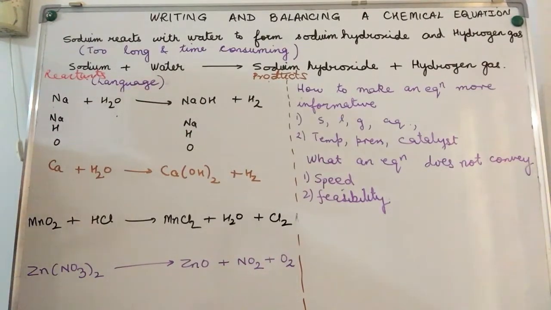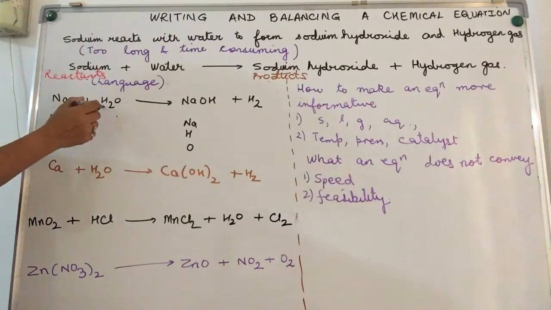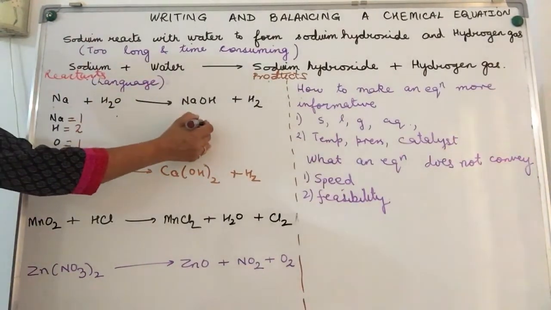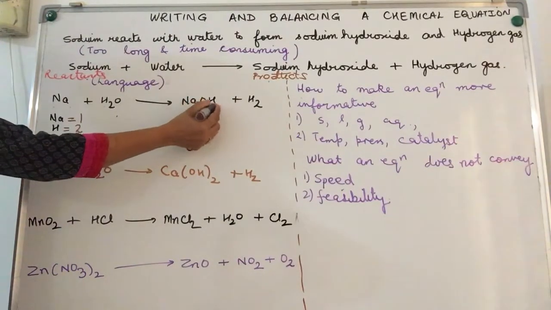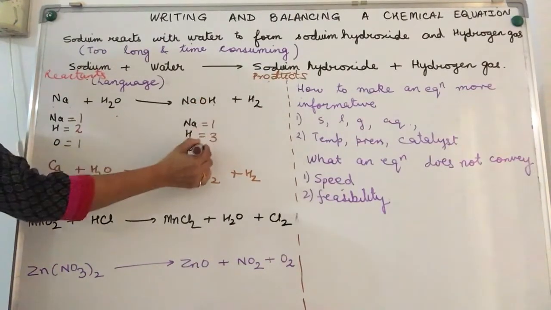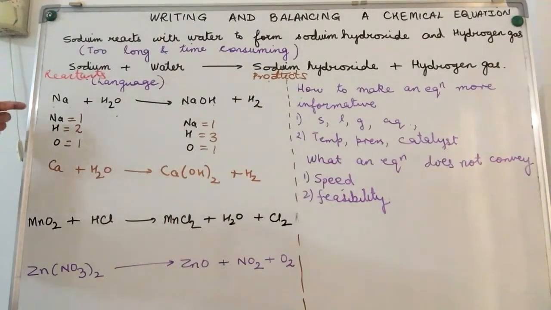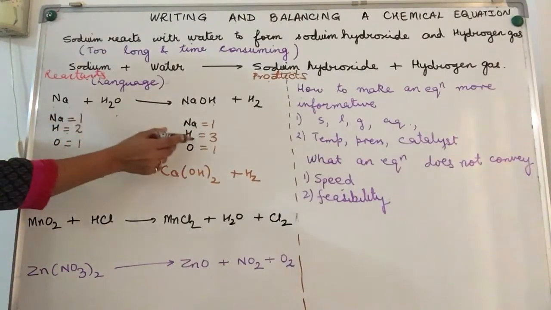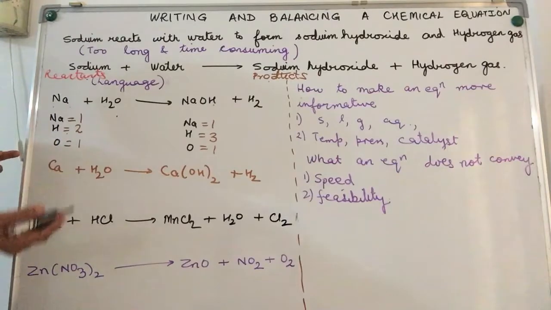Next comes balancing. What is balancing? Let's see first this equation. Sodium, 1 atom of sodium, 2 atoms of hydrogen. So I will list it here. There is 1 atom of sodium here. There are 2 atoms of hydrogen over here. There is only 1 atom of oxygen here. Sodium here is 1. Hydrogen is 1 plus 2 atoms of hydrogen over here. So 2 plus 1 makes it 3 for us. And oxygen is 1. So in this equation you notice that the number of atoms of each type are not the same on both sides. So sodium 1, 1. Hydrogen is 2, but hydrogen is 3 over here. So it's not a balanced equation.